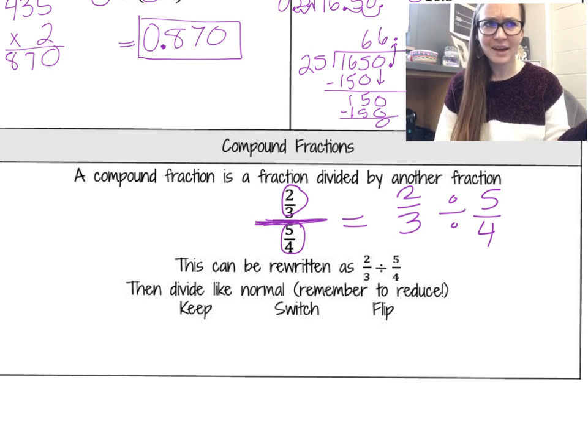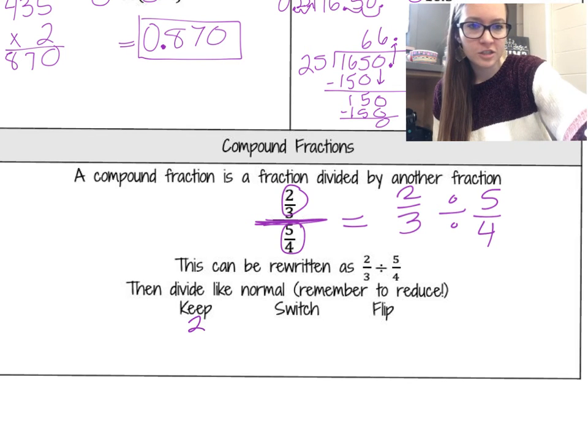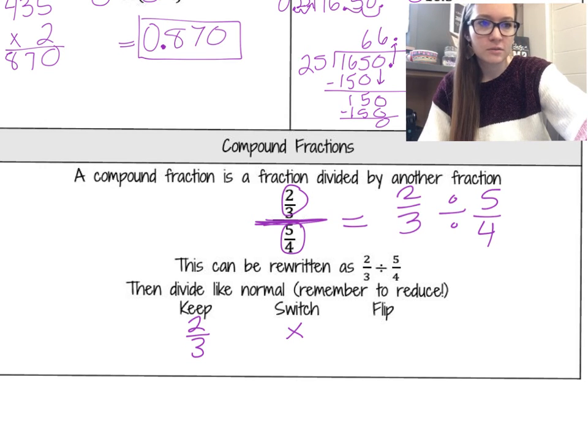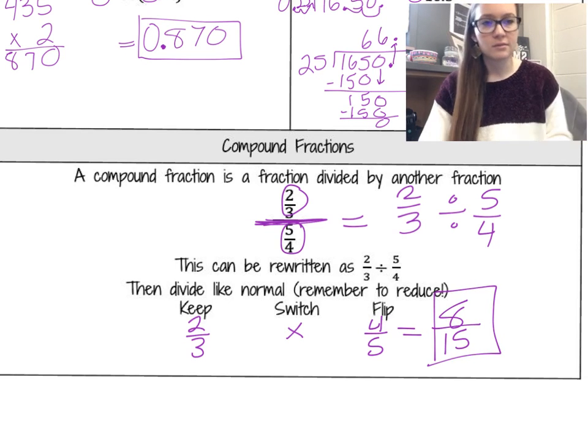And then we can do that, right? We keep, switch, flip. So keep the first fraction, 2/3, switch to multiplication, and then flip the second fraction. So 4 over 5. 2 times 4 is 8. 3 times 5 is 15. 8 and 15 don't share anything, so that's it.